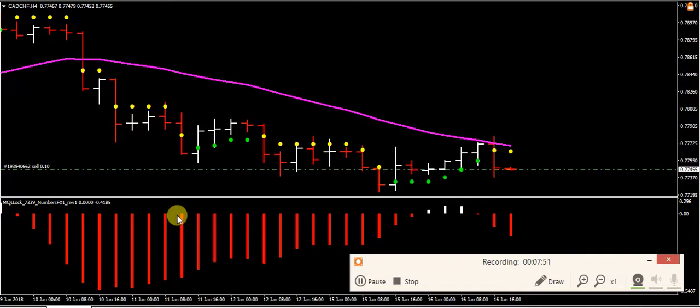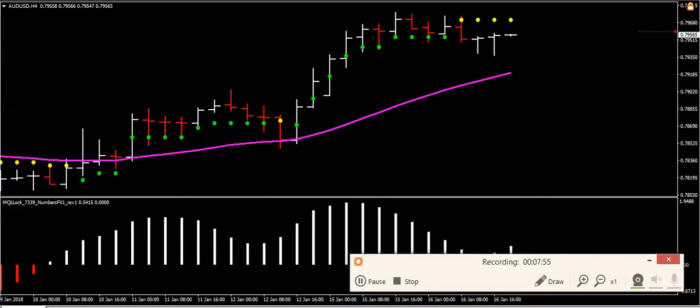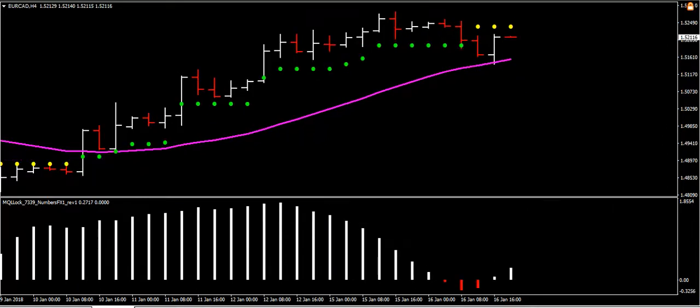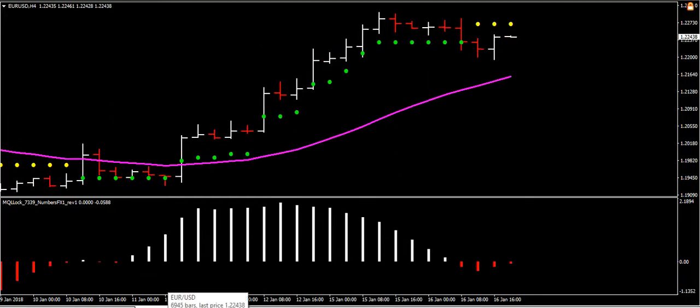So that's the CAD Swiss franc on the 4 hour time frame. Let's take a look at the others. Okay, we haven't really got much of a bounce back here. So moving on to the next one, EuroCAD. EuroCAD, we sort of got the bounce, but I haven't got a green signal. So I'm going to leave that one.